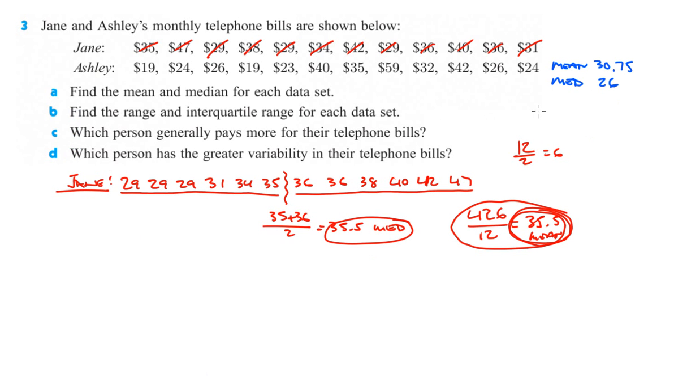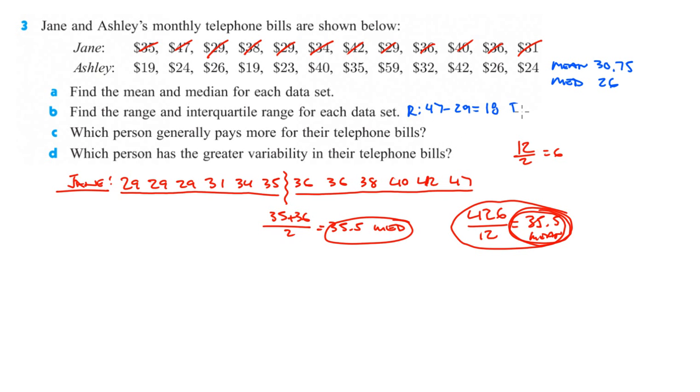Find the range and interquartile range for each data set. Okay, probably should have read the rest of this before I went on to the second set of data, but that's okay because we still have that data. Ashley's data is in the calculator, and the rest is out here. So if we want to find the range, it is going to be 29 to 47. So 47 minus 29 is going to give us what? 18 is going to be that range.